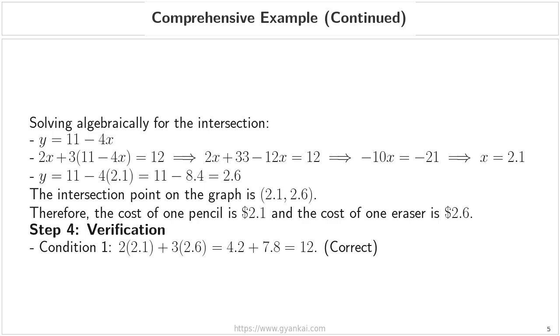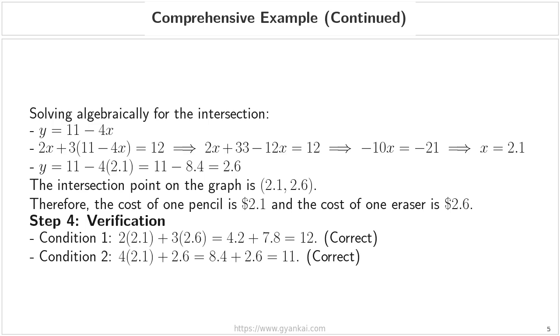That's a match. Finally, for the second condition, 4 pencils and 1 eraser costing $11. 4 times 2.1 is 8.4, and adding 2.6 gives us exactly 11. Since both conditions are satisfied, we can be completely confident that our solution is correct.